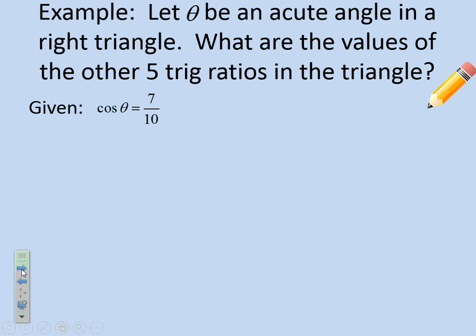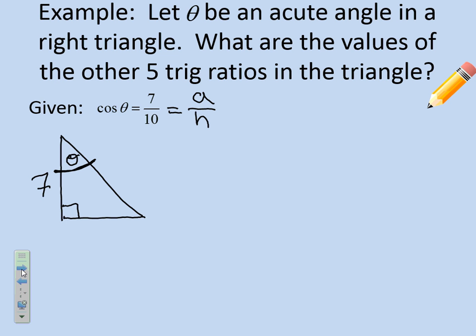This is very important. You're going to see a few of these, so make sure we get it in our notes once again. We're going to let theta be an acute angle in a right triangle. What are the values of the other 5 trig ratios in the triangle? So we know that if I draw a right triangle, and I label this angle theta, and if I'm talking about cosine, now remember, cosine is adjacent over hypotenuse. So my adjacent to theta, which is right here, is 7, and my hypotenuse is 10.